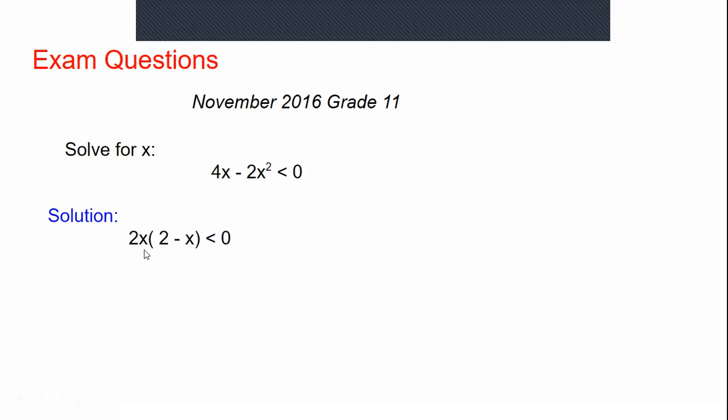And from inspection, we can see that our critical values are going to be x is equal to 0 and x is equal to 2. So here's this next step where we divide both sides by 2. The sign does not change. And we have our critical values at x is equal to 0 and x is equal to 2.